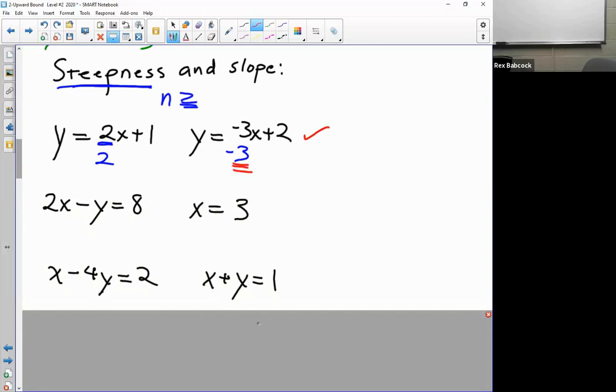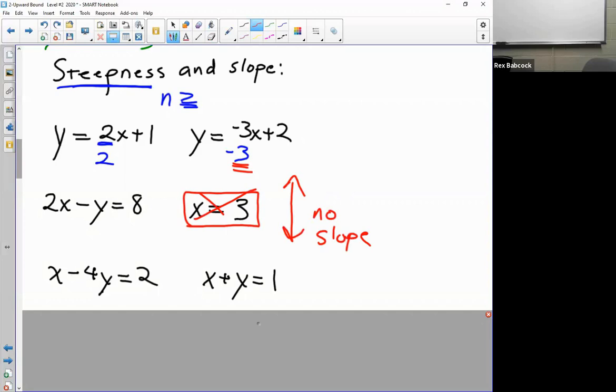A lot of times I see that on the ACT and students will pick the positive number because 2 is greater than -3, but on slope there's a positive 2, there's a -3, and the -3 is a little steeper. Well, let's look at all of them. There's a vertical line. It's so steep, it has no slope. So it's out of the running.